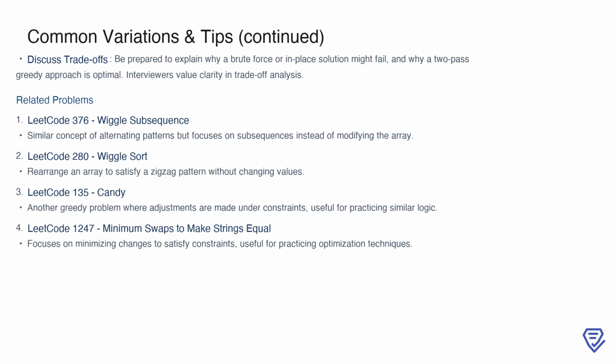Additionally, there are related problems that can help deepen your understanding of this concept. LeetCode 376, Wiggle Subsequence, focuses on alternating patterns, but it deals with subsequences rather than modifying the array. LeetCode 280, Wiggle Sort, involves rearranging an array to achieve a zigzag pattern without changing individual values. LeetCode 135, Candy, is another greedy problem where adjustments are made under constraints, which is useful for practicing similar logic. Finally, LeetCode 1247, Minimum Swaps to Make Strings Equal, emphasizes minimizing changes to satisfy given constraints, helping you practice optimization techniques in a different context.